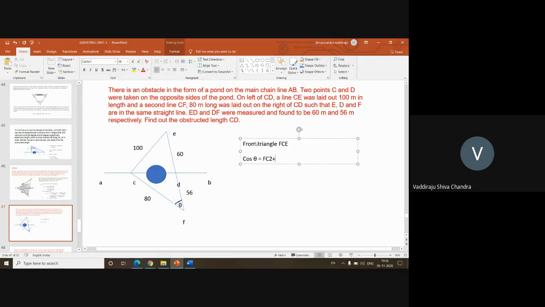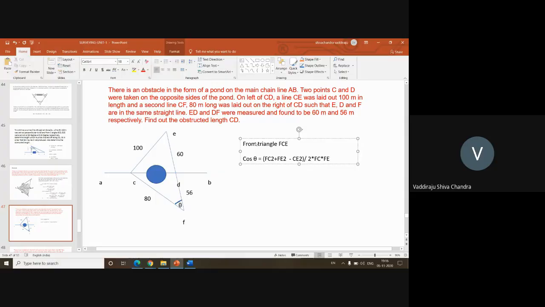FC square plus FE square minus CE square divided by 2 times FC multiplied by FE. Do you all accept this equation?